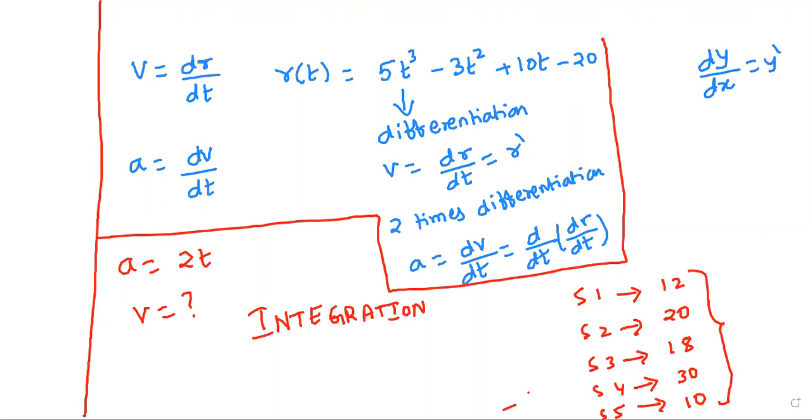Suppose individually each student has a number of books. Now I want to find the number of books possessed by all the 5 students in the class. Here it is 5 students, so I can calculate: 50 plus 30, 80, 90. The total number of books possessed by the students in the class is 90.